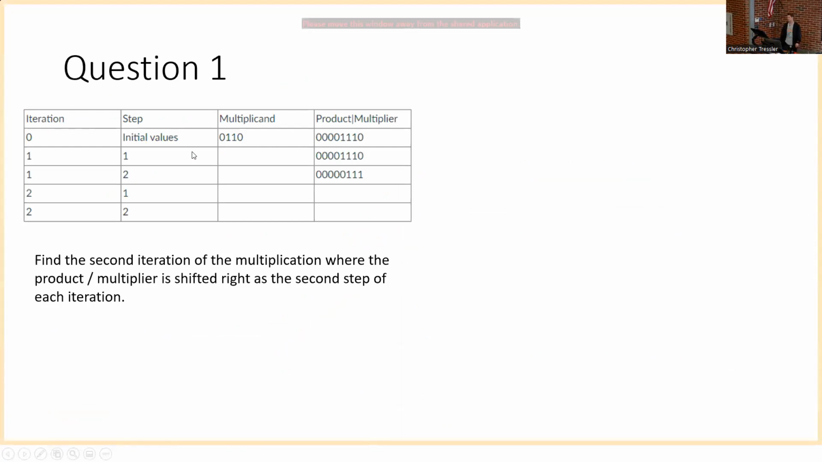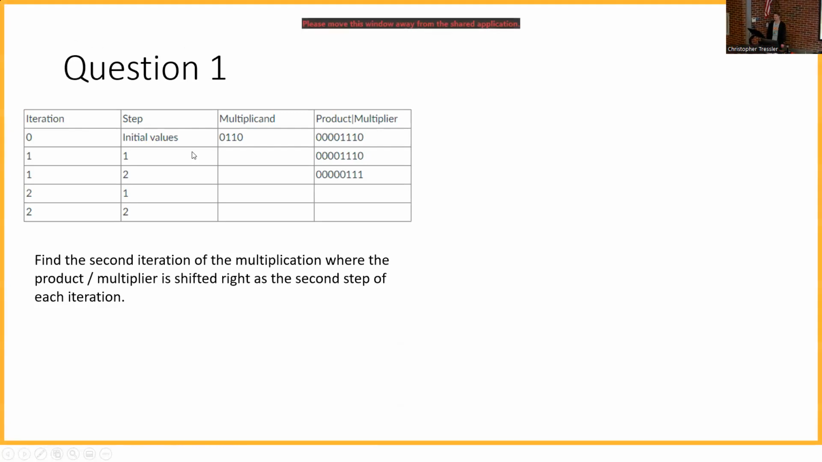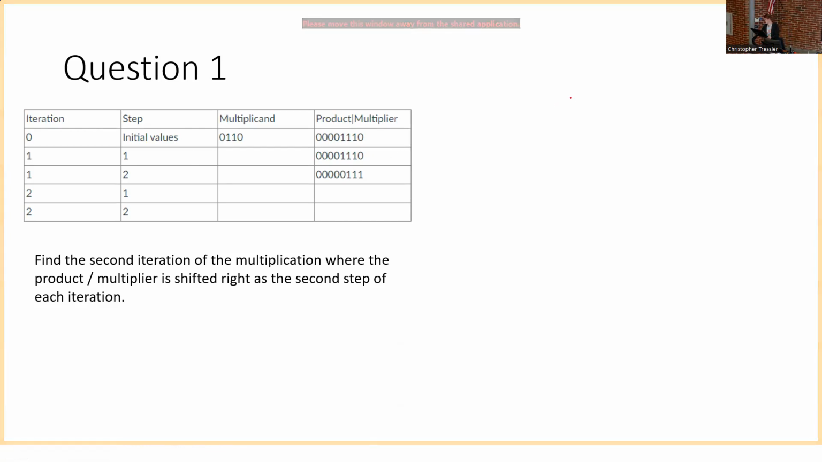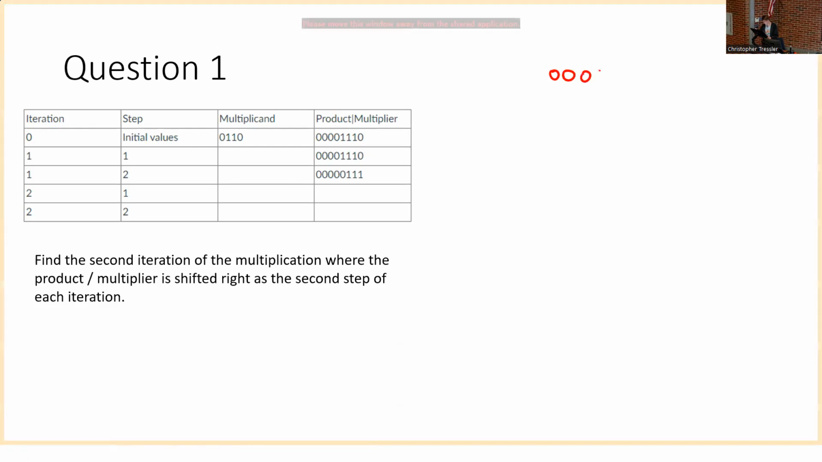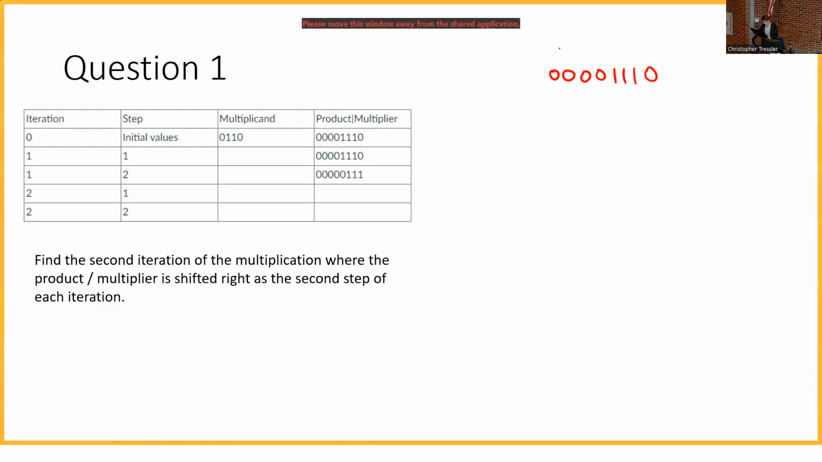Okay, so we have the second iteration of multiplication, where the product and multiplier shifted right is the second step of each iteration. This is one of the methods the problem is forcing you to show, to show you know the different methods of multiplication. We have one iteration down, and what we need to do is look at the product and multiplier. We start with 0000 1110, and then we have a multiplicand, which is 0110.